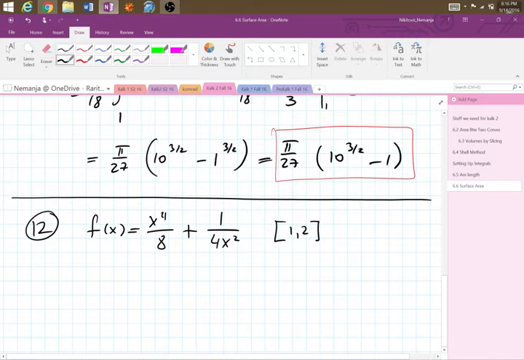Okay, so y, which is f of x, is equal to x to the 4th over 8 plus 1 over 4x squared on 1 to 2.